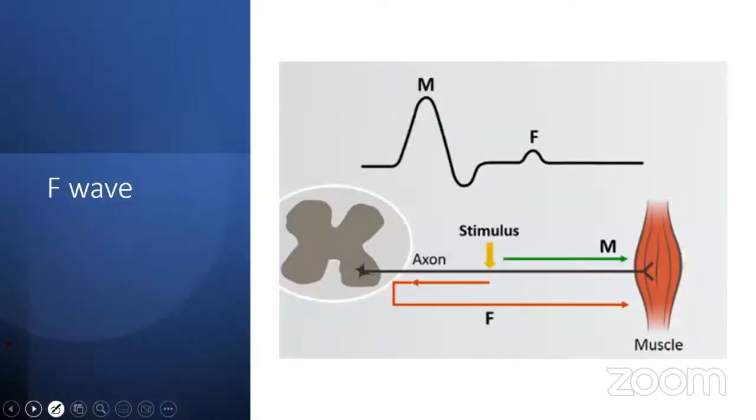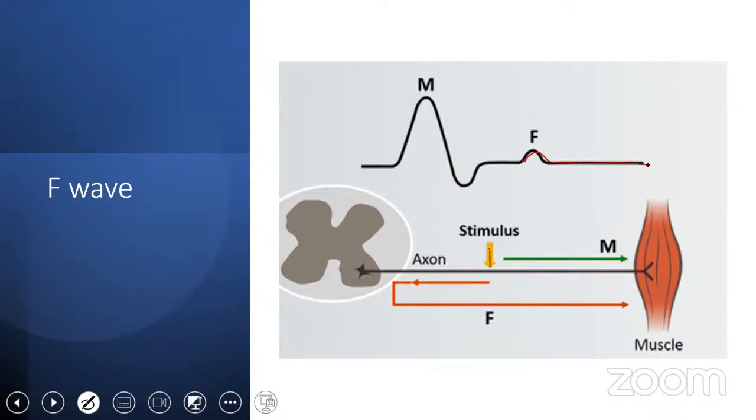To identify that, you can see that the stimulus is applied and it goes to the axon and comes back and generates an F wave here like this. This is the F wave. The F latency is prolonged in cases of demyelinating neuropathies.